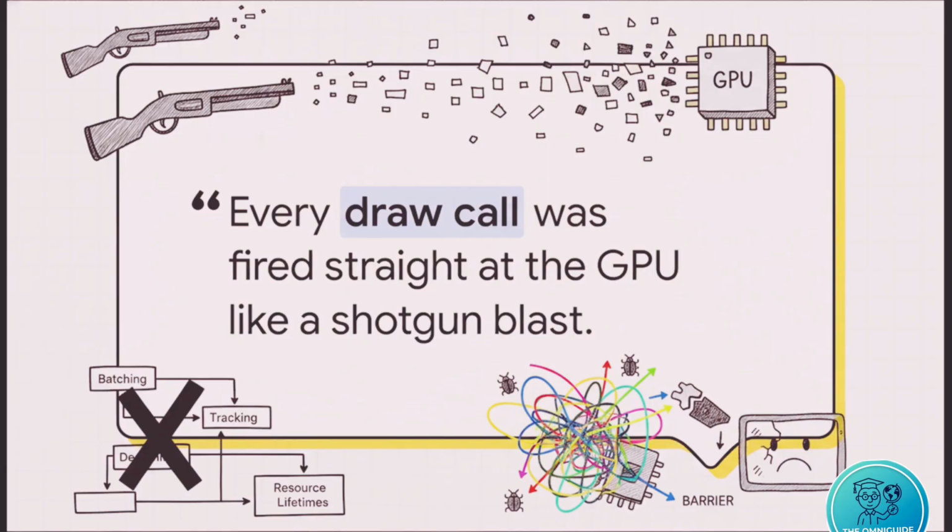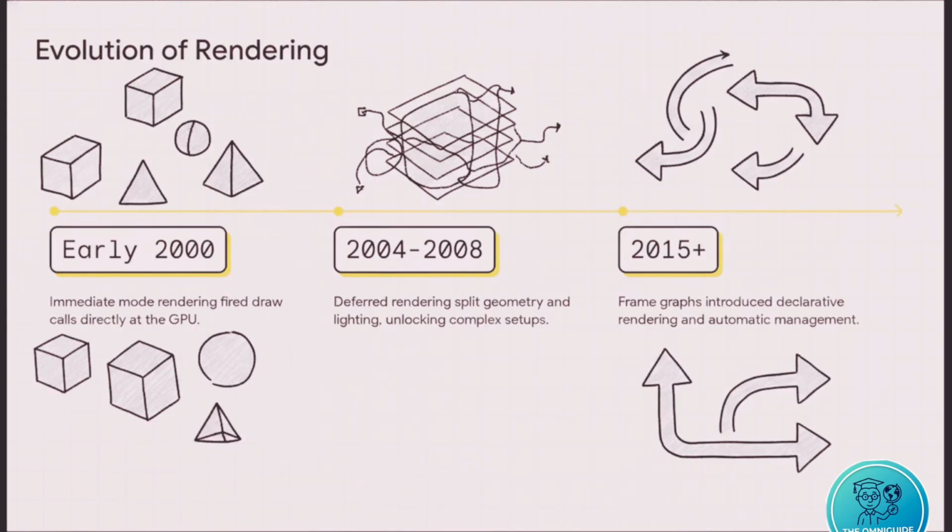Suddenly, developers had to manually track everything, when a texture was written, when it was read, whether the GPU had finished using it. It was honestly like building a precarious house of cards. Forget one single memory barrier and boom, undefined behavior, a crashed game, and your entire Friday night of debugging is completely ruined.